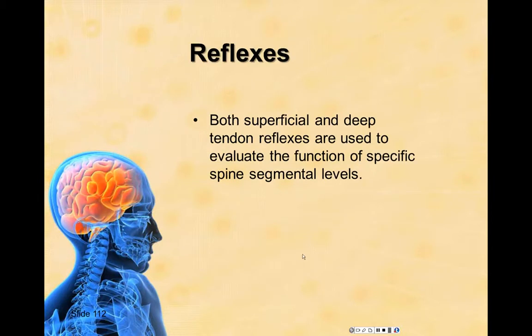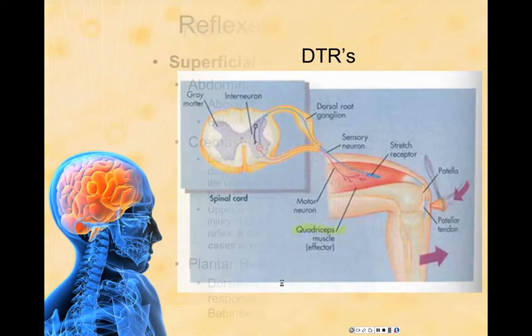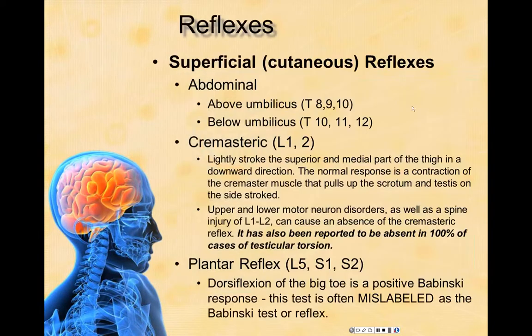Reflexes, both superficial and deep, are used to evaluate the function of specific spinal segments. And again, we'll go over these in more detail, but the superficial reflexes: the abdominal reflex above the umbilicus evaluates T8, 9, and 10. Below the umbilicus, T10, 11, and 12. So you can see that there's a little overlap.